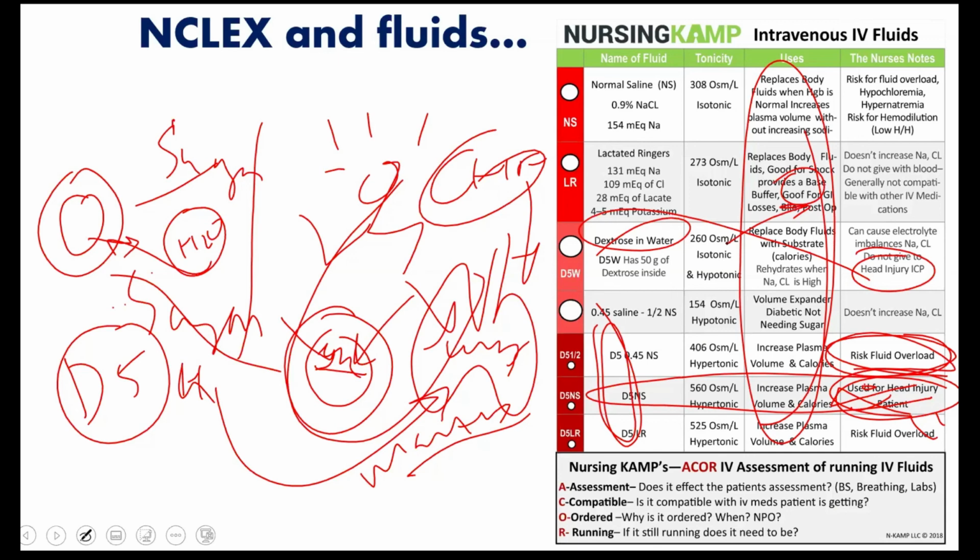All right. Hypertonic, you know, for CHF patients, big problem. Brain injury is a good use. And then we just basically monitor. So that's the main concepts with these fluids. And always for practice, though, you have assessment, compatibility, order, and then running.